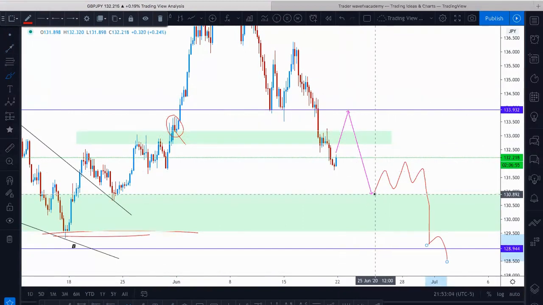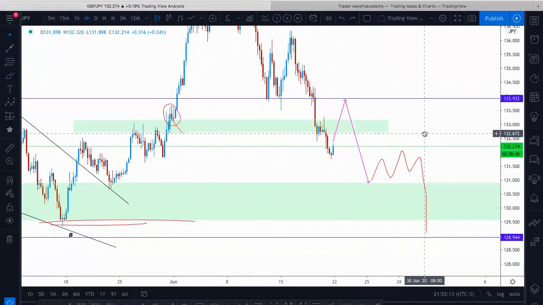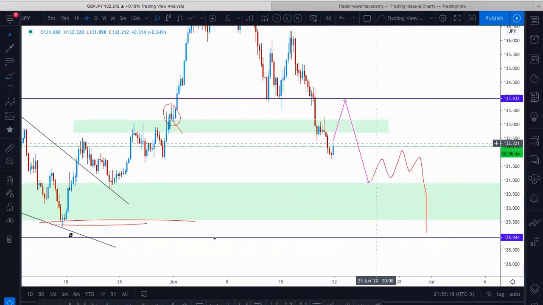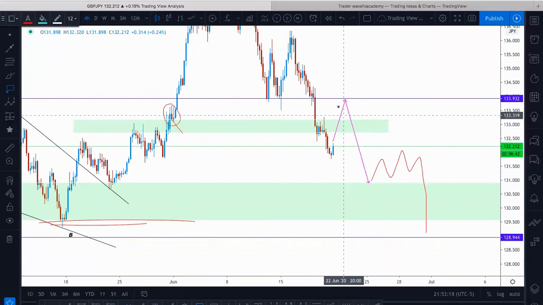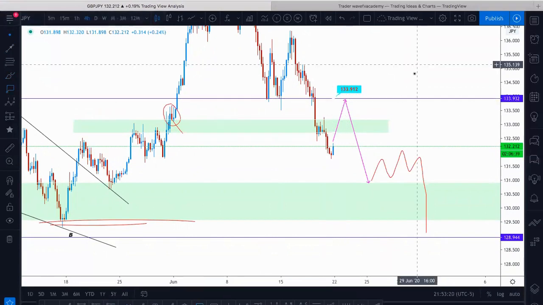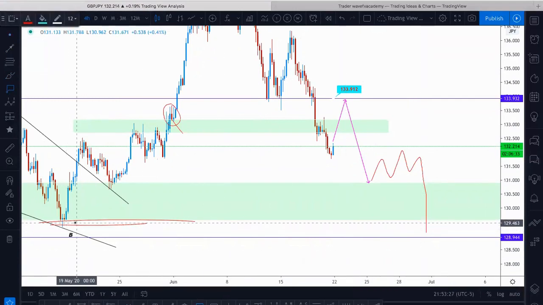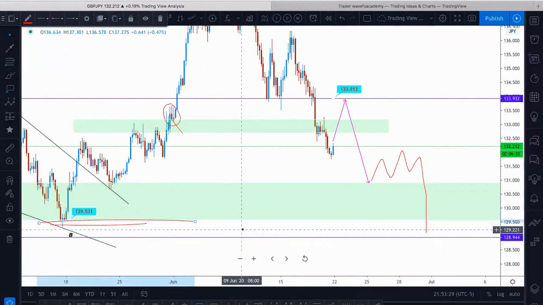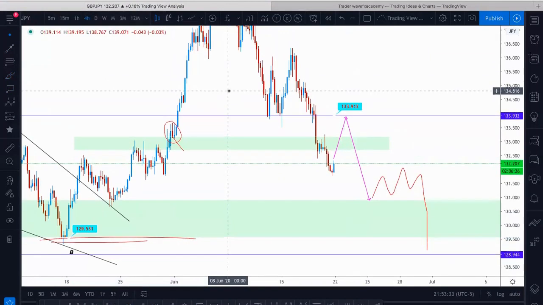So granted, we are not sure exactly how the market would play out throughout the trading week, but this is something that we can definitely look forward to. So this would be what I would be anticipating for pound yen. The levels that I would be targeting is 133.90, and I'll also be looking for the lows out of the market at about 129.50. So those would be the ideal levels that I would be looking at for pound yen.